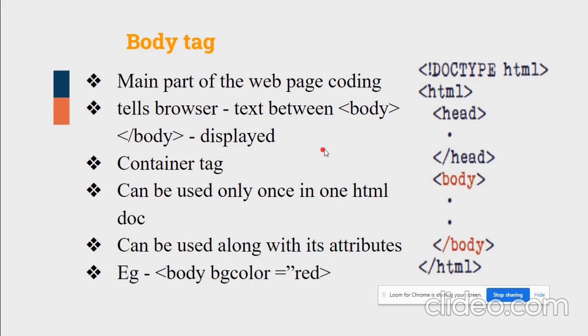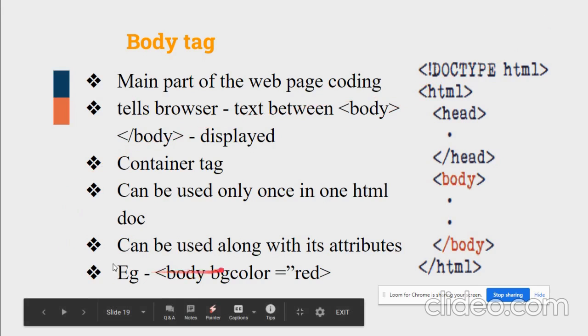Then, in the whole web page document, you will have only one body opening and closing tag. Only one body tag can be used in an HTML page. You can use a lot of attributes with it, but you can use the body tag only once. An example of a body tag attribute is BGCOLOR, background color. The body BGCOLOR is red.